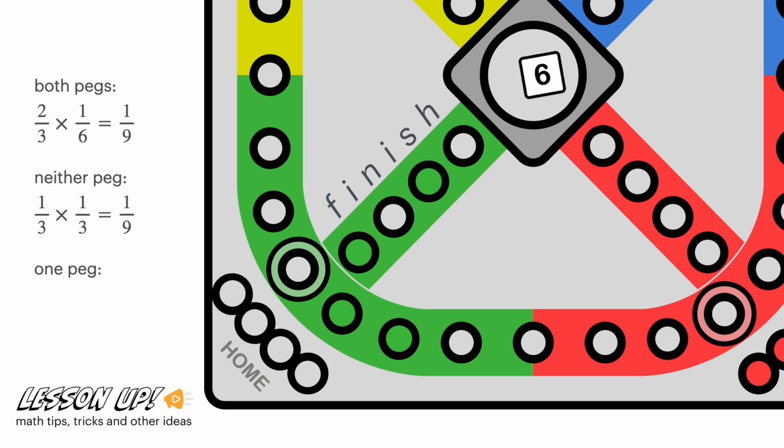Now, since there's only one other possible outcome for this scenario, that is only one peg advances, then we could introduce the complement. Therefore, we can subtract these results from 1, which leaves 7 out of 9, or 77.78% probability of advancing only one peg on the next 2 rolls.